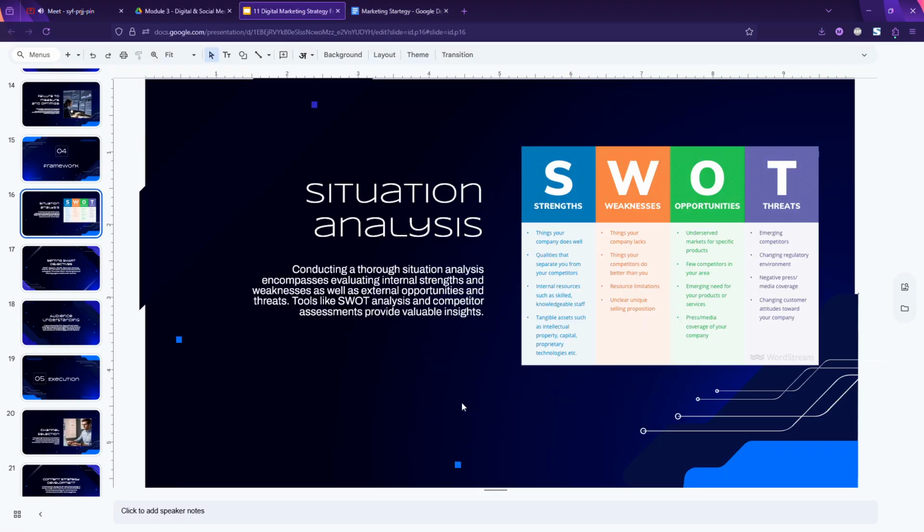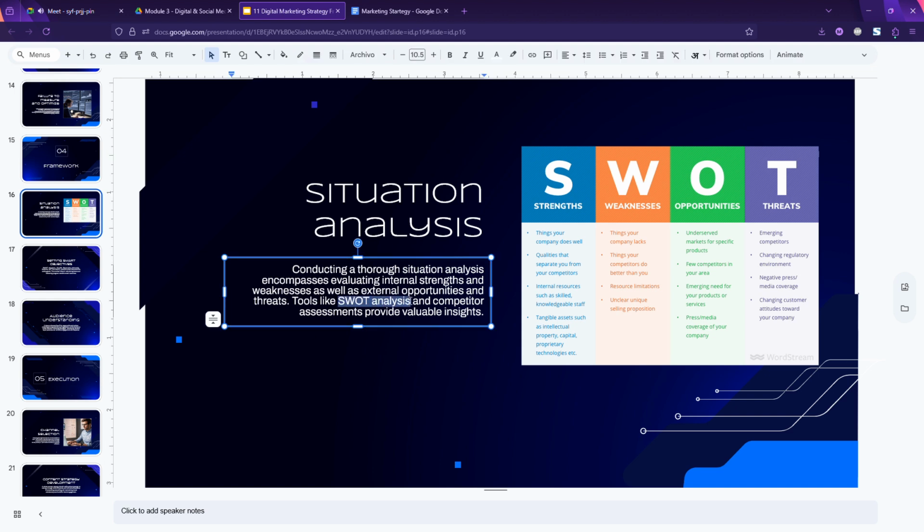They might straight away do a SWOT analysis. This is one of the tools, and there are several other tools, but this is most commonly used, right? So tools like SWOT analysis and competitor assessments provide valuable insights.